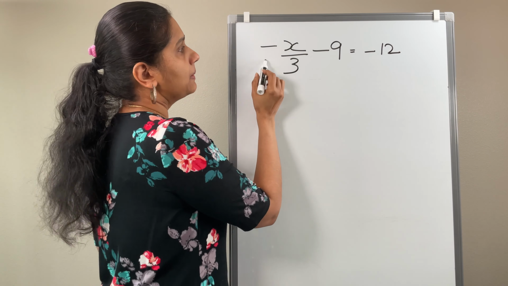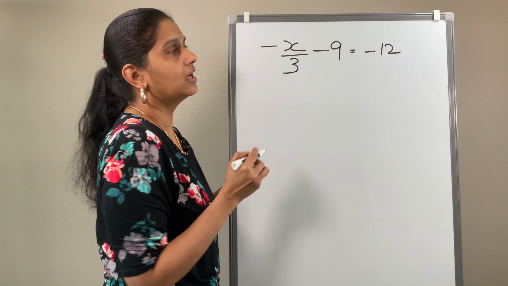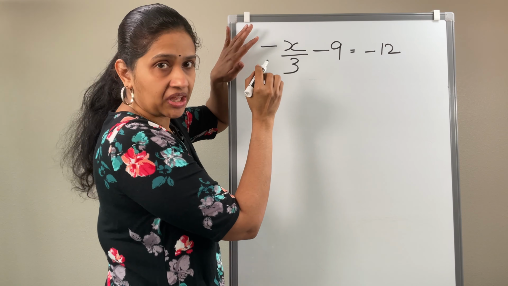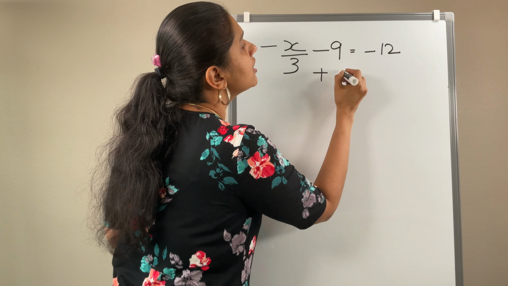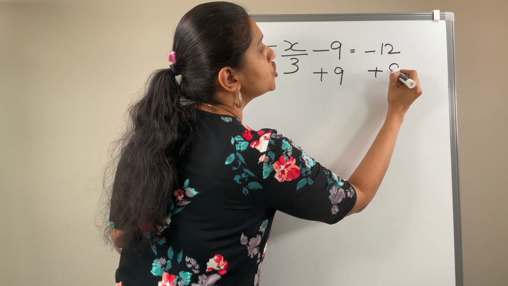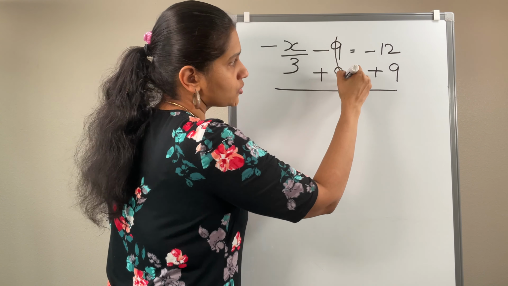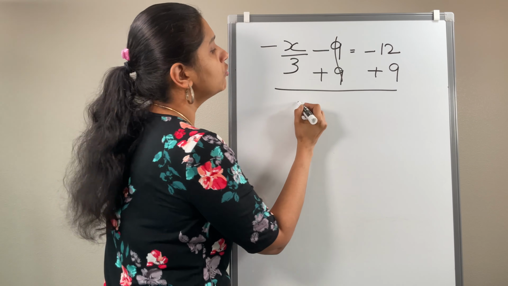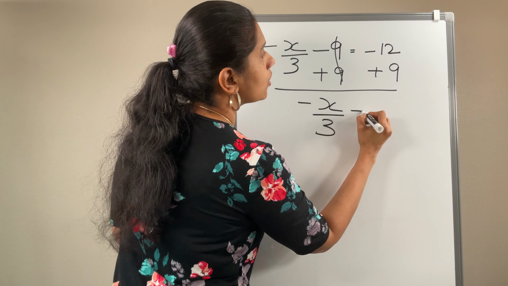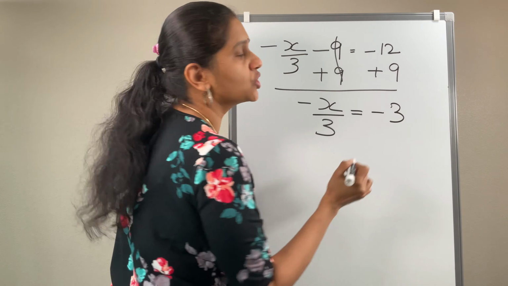Consider the example minus x by 3 minus 9 equal to negative 12. So to avoid this negative 9 near the variable x, we have to take the inverse of negative 9 which is positive 9. So I am adding positive 9 on both sides. As a result of this, negative 9 plus 9 will get cancelled out. You will be left with negative x by 3. That is equal to, what is negative 12 plus 9? That is going to be equal to negative 3.